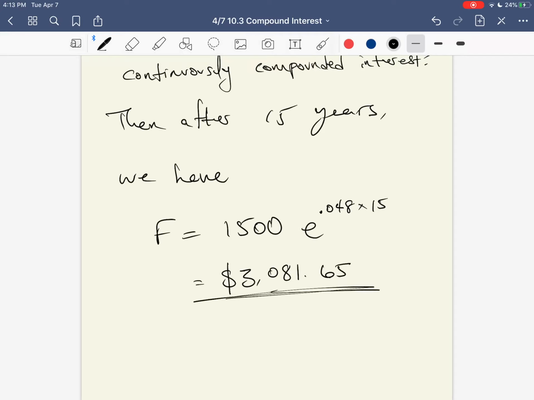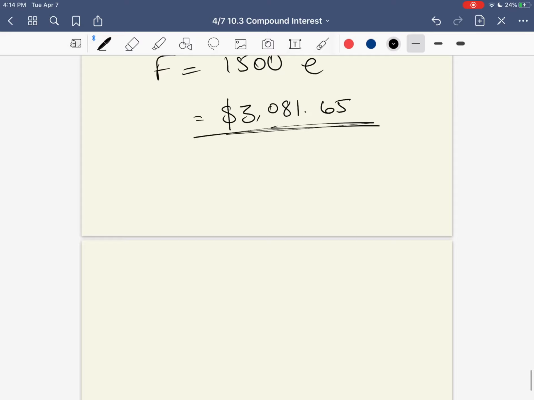$3,081.65. And again, this really doesn't change so much from compounding annually. It's only $50 more after 15 years, even when it's compounded constantly, infinitely often. Good. So a couple quick notes before I sign off here.